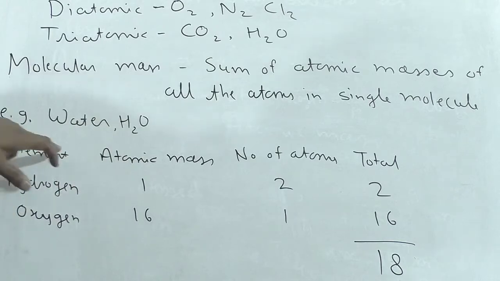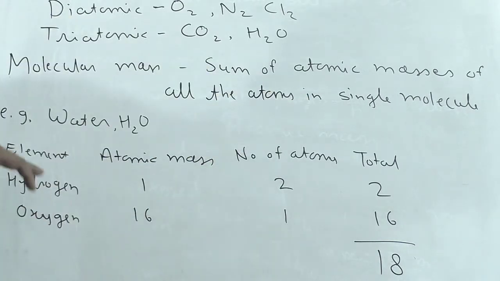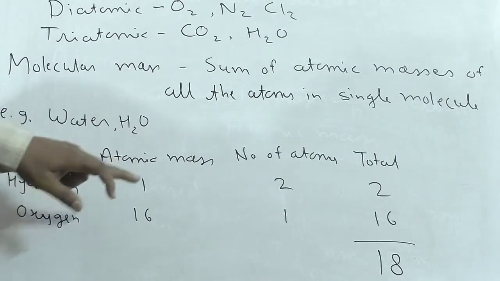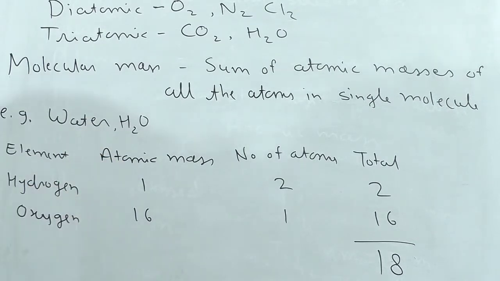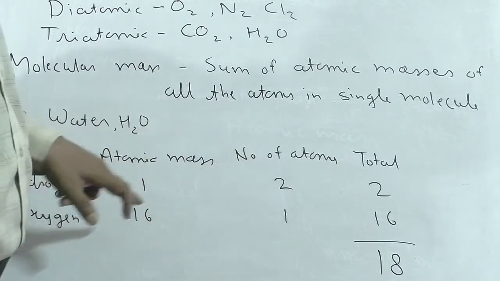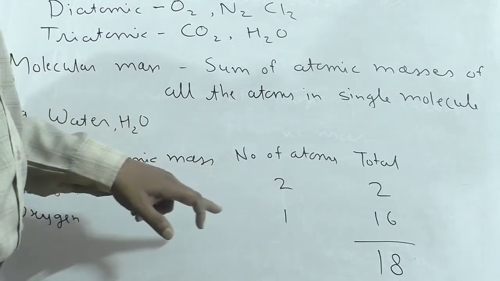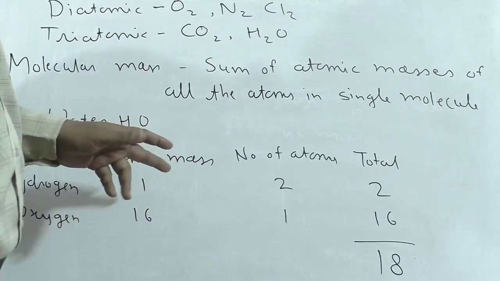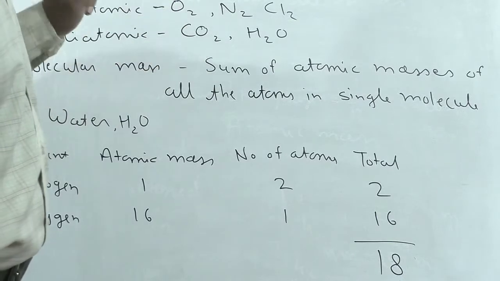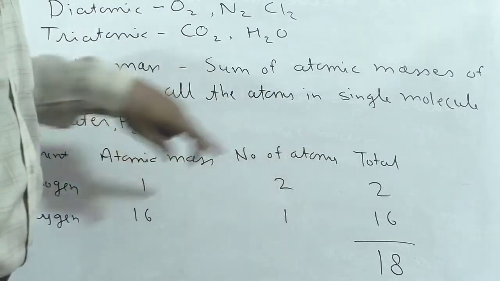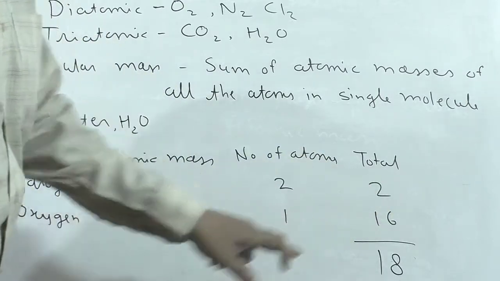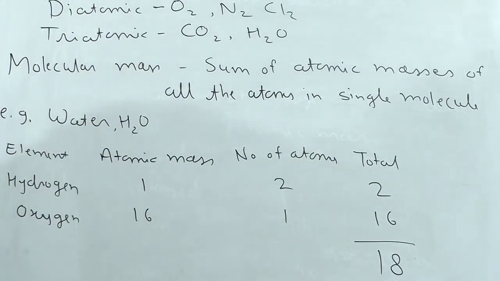Make a table like this: element, atomic mass, number of atoms, total. Elements: hydrogen and oxygen, only two are there. Atomic mass of hydrogen is 1, oxygen is 16. Number of atoms: hydrogen 2, H2, but oxygen only 1, O. In H2O, it is only O; a single oxygen, not O2. So 1 into 2 is 2, 16 into 1 is 16, 2 plus 16 is 18. This is the molecular mass of water.